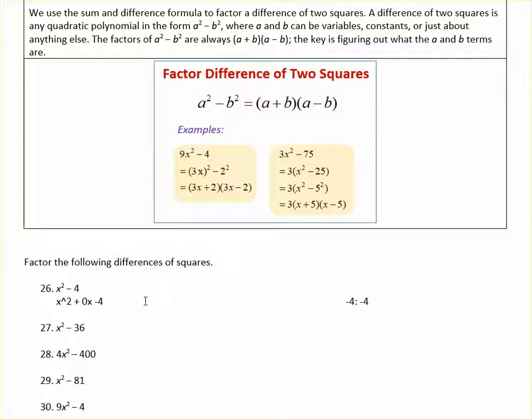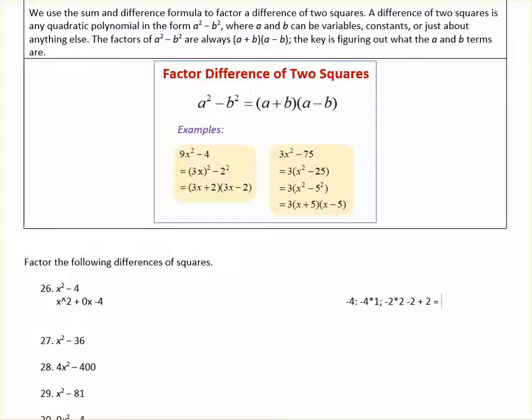Well, -4 times 1 is not going to work. What about -2 times +2? I add -2 and +2 together, I get 0. So that's the factors that are going to work. So I can factor this as x minus 2 times x plus 2. And then I can FOIL and check, and it's going to work.